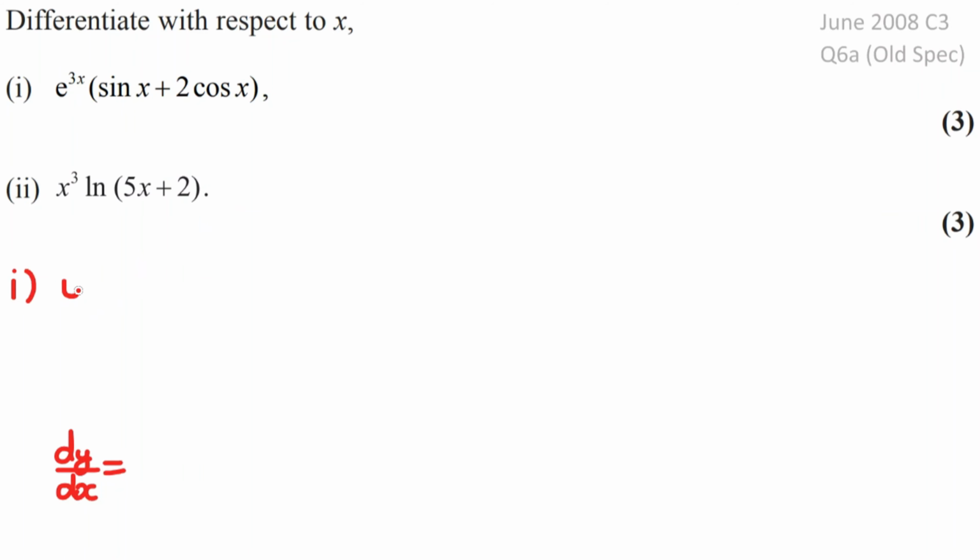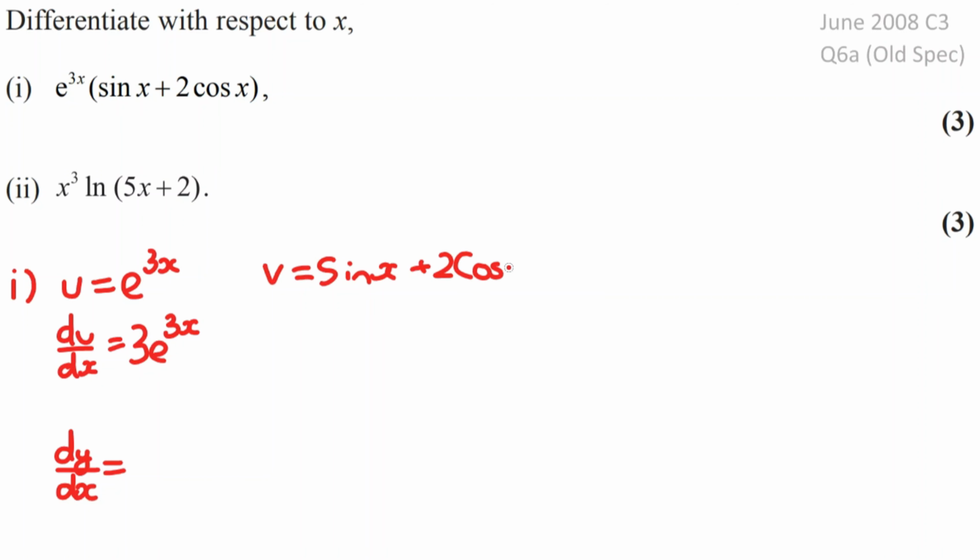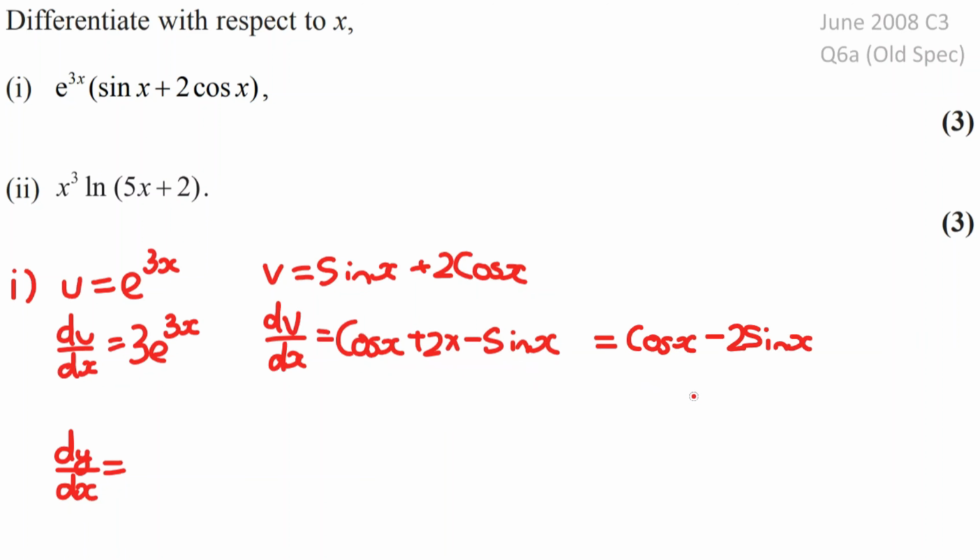So what we're going to do is we're going to say u is equal to the e to the power of 3x part, and then we've got du over dx is equal to, and then we differentiate this, it's going to be 3e to the power of 3x, and then we're going to say that v is equal to sin x plus 2 cos of x, and therefore dv over dx is equal to, so if you differentiate sin x, it's equal to cos x, and this is going to be plus 2 multiplied by cos x differentiated, which is minus sin x, and of course this can be simplified to cos x minus 2 sin x.